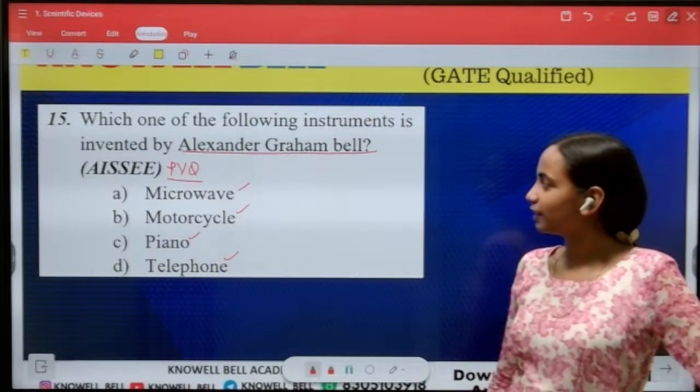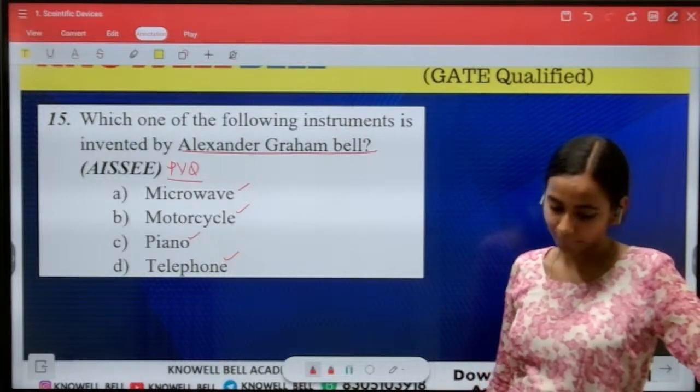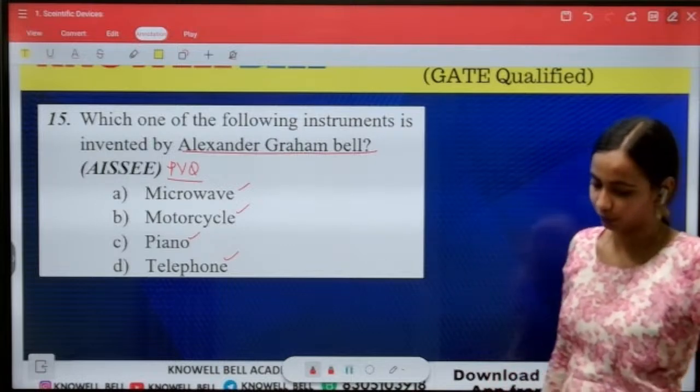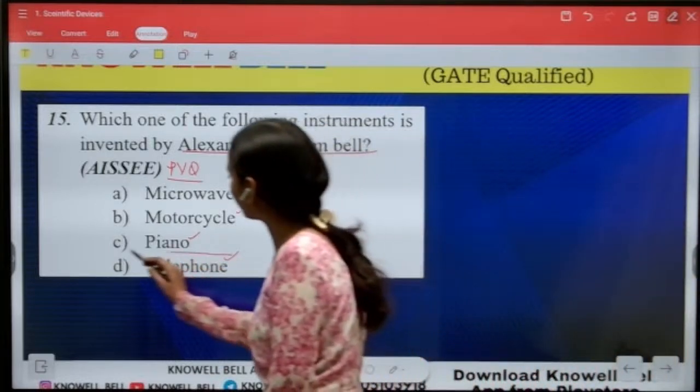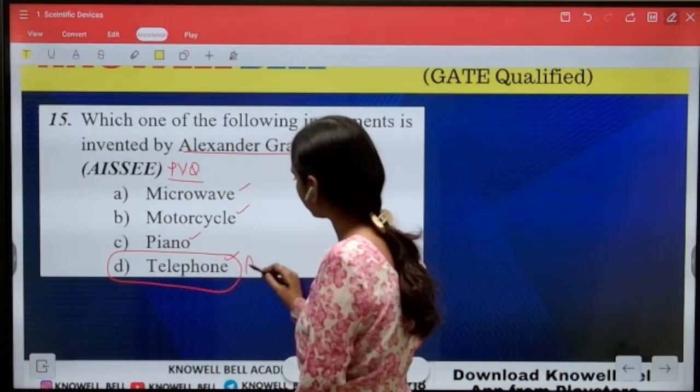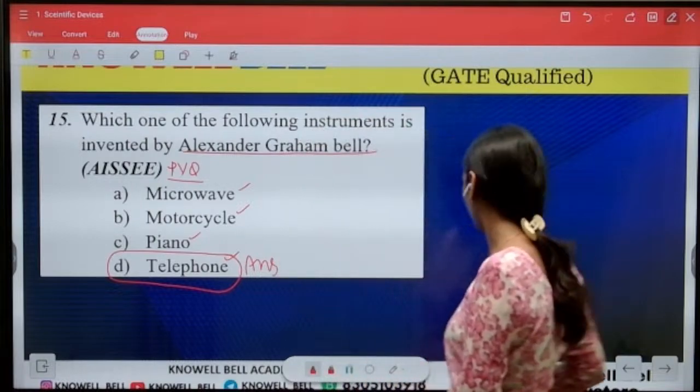Which instrument was invented by Alexander Graham Bell? Option D, telephone. Very good. What is the correct answer? Telephone. Alexander Graham Bell invented the telephone. Very good.